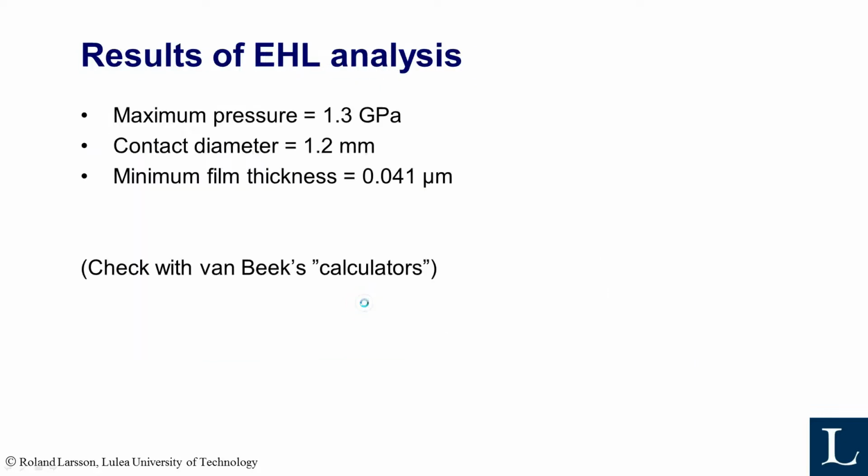If you solve this equation, which is pretty easy, you will find that the minimum film thickness is something like 41 nanometers. Using Hertz analysis, you can see that the contact spot is 1.2 millimeters and the maximum pressure is around 1.3 gigapascals. You may check in Tribology ABC when using Van Beek's calculators, see if he gets the same.